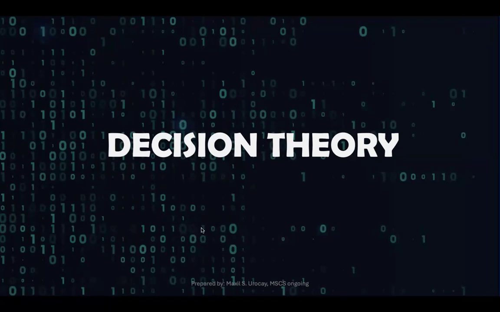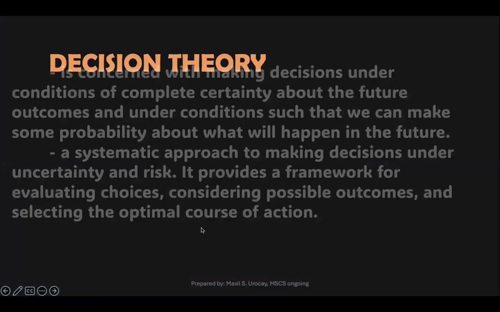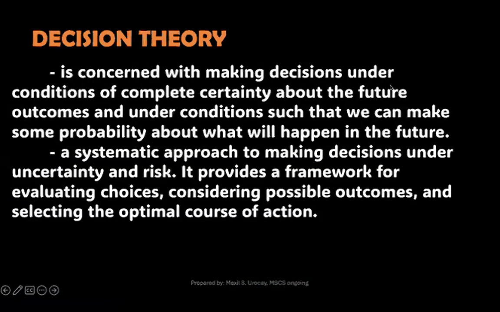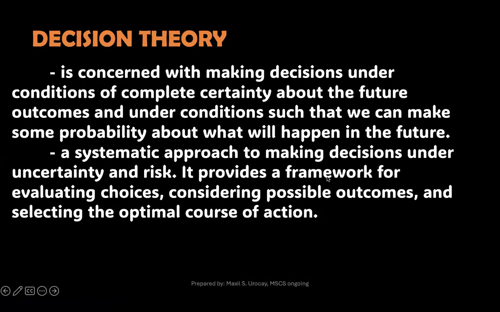So in this case, decision theory is concerned with making decisions under conditions of complete certainty about the future outcomes, and under conditions such that we can assign some probability to what will happen in the future. It is a systematic approach to making decisions under uncertainty and risk. It provides a framework for evaluating choices, considering possible outcomes, and selecting the optimal course of action.